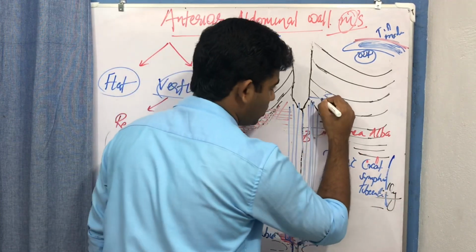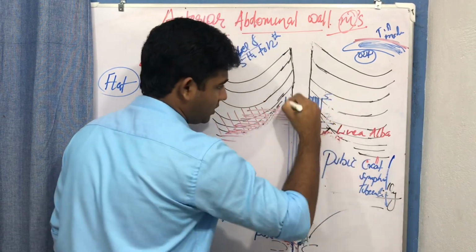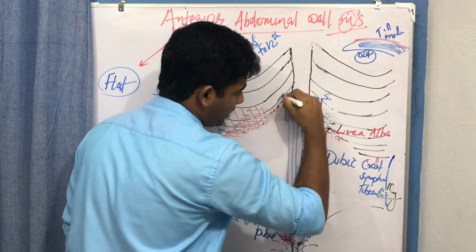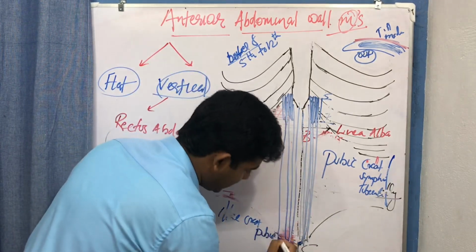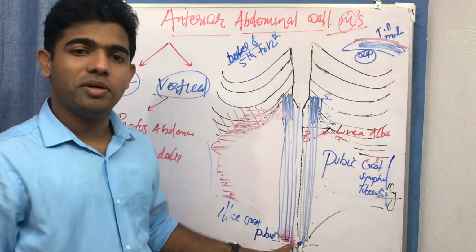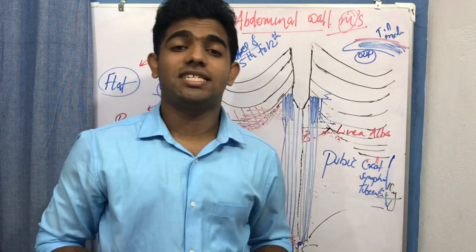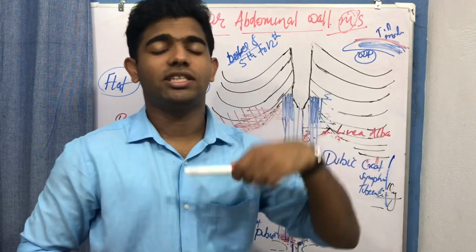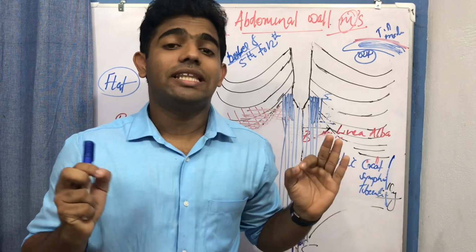So it will be attached only to the 5th, 6th and 7th ribs. So it arises from the pubic crest, pubic tubercle, and pubic symphysis, and is attached to the 5th, 6th and 7th ribs and your important structure, the xiphoid process of the sternum. Clear? That's all about the rectus abdominis muscle.